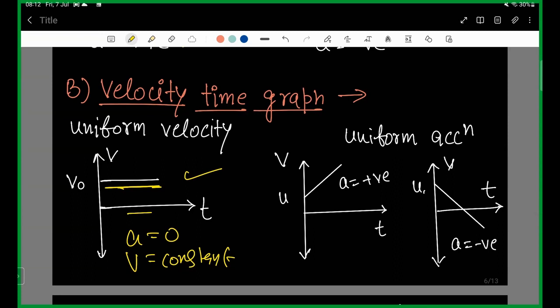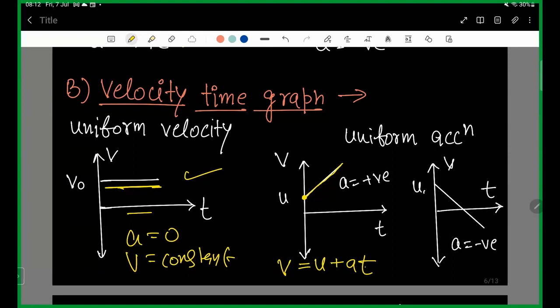Second situation is uniform acceleration. So in the first case, your acceleration is positive. So your initial velocity was there, and your acceleration was positive, so you will draw a straight line. So why am I making a straight line? Because you know v equals u plus at. So v is directly proportional to t. It means you are getting a straight line.